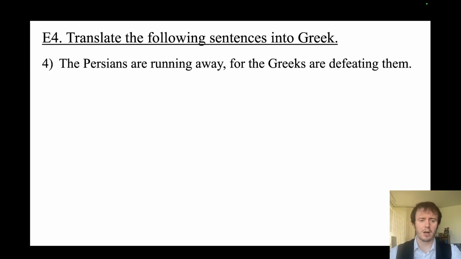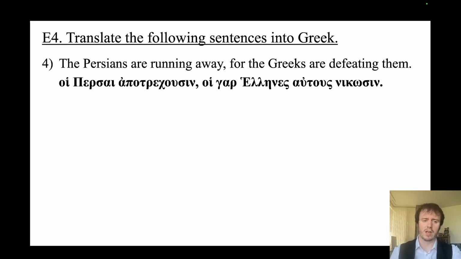Fourthly, we have "the Persians are running away, for the Greeks are defeating them." Here you should have said hoi Persai apotrekhusin, hoi gar Hellenes autus nikosin. The crucial point with regard to our focus is the word autus. Autus is how we would say "them," that is αὐτος being used as a pronoun in the masculine accusative plural to mean them, referring to the Persians.